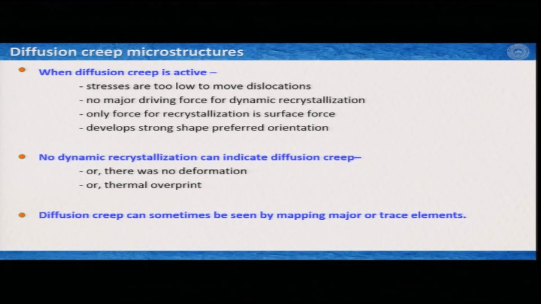Now the only force for recrystallization you have is the surface force, and therefore it develops a very strong shape preferred orientation. So you do not have any dynamic recrystallization, which means there was no deformation or there is no thermal overprint. And also, very interestingly, because diffusion creep is essentially movement of atoms, it is used heavily by petrologists and metamorphic petrologists for mapping the movement of major and trace elements, and this also gives you an idea of the pressure and temperature of the deformation and metamorphism as well.